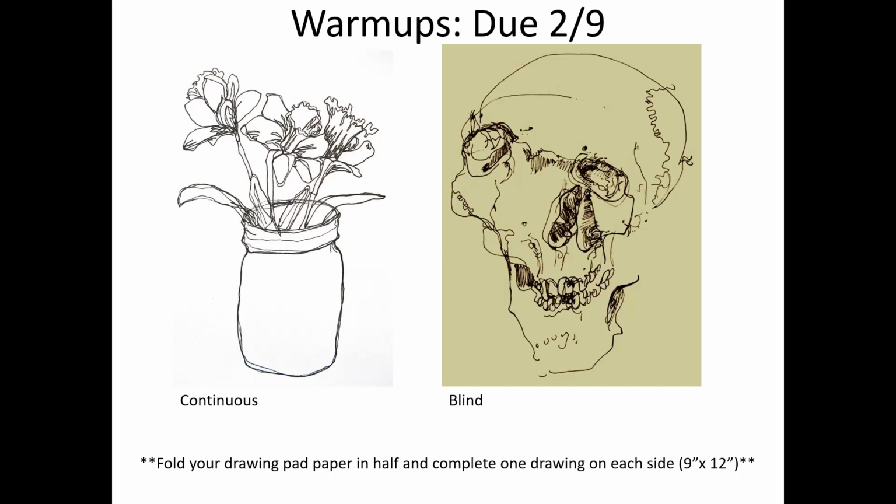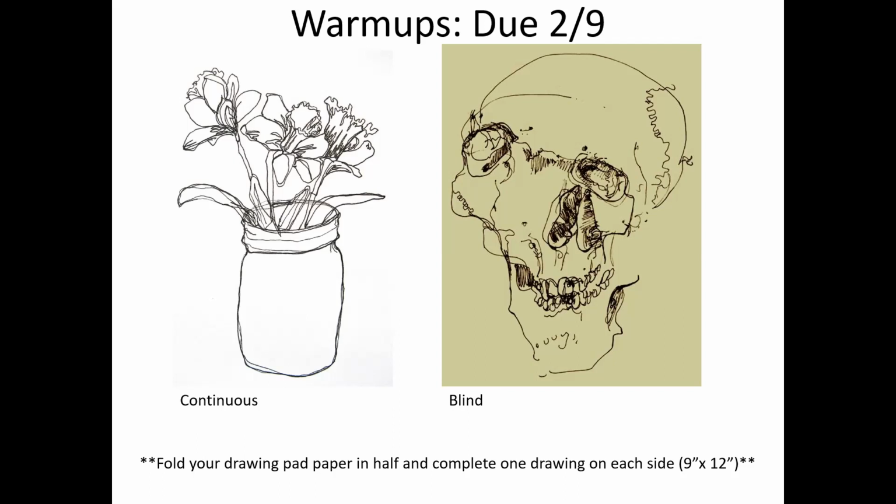This is not an exact science here. Okay, so when we fold that in half, we're going to have 2 sort of areas where we can draw, right? Both are 9 inches by 12 inches. On the first, left-hand side, we're going to be drawing a continuous line drawing of our objects that we selected. We're going to choose one of the objects out of the 3.